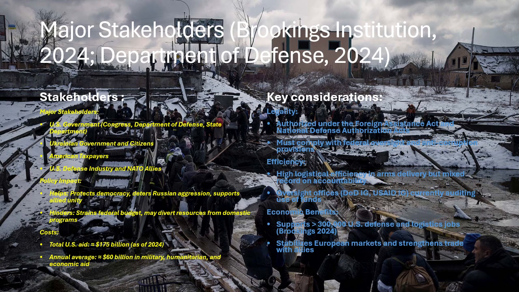The major stakeholders in this policy include the U.S. government, Ukraine, American taxpayers, and the U.S. defense industry along with NATO allies. For the U.S. government, agencies like the Department of Defense and State Department are directly responsible for distributing and tracking aid. This aid is vital for survival both militarily and economically for Ukraine.